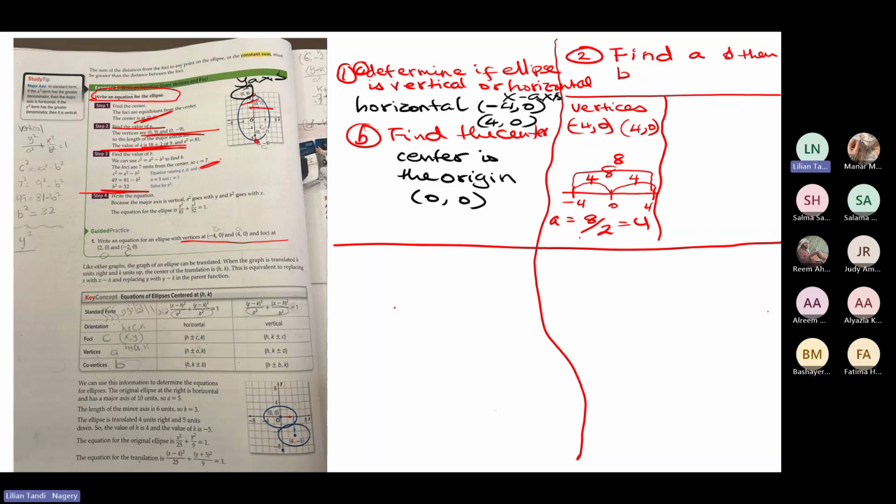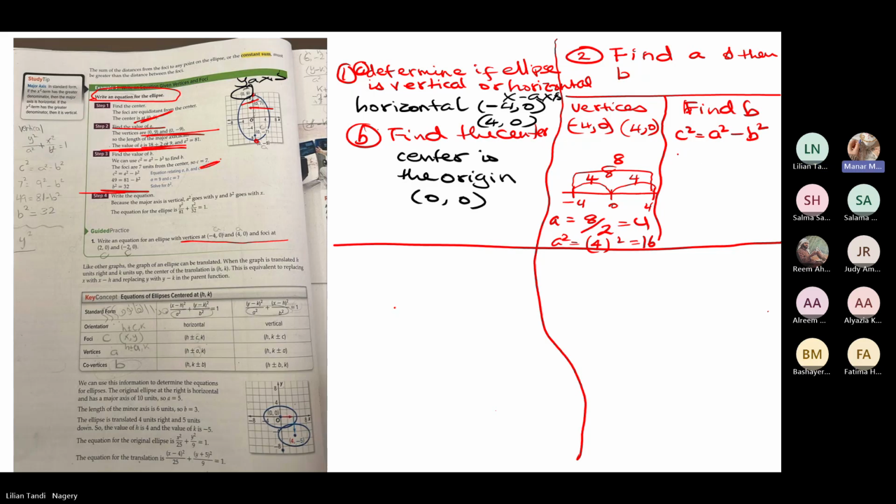Yes. Now we need to find A squared. A squared is who? 4 squared, which is 16. Up to here, we are good? Yes. All right. Now let's find B. How do I find B? C squared equals A squared minus B squared. Okay, so find B is this point. All right, so this will be C squared equals A squared minus B squared.